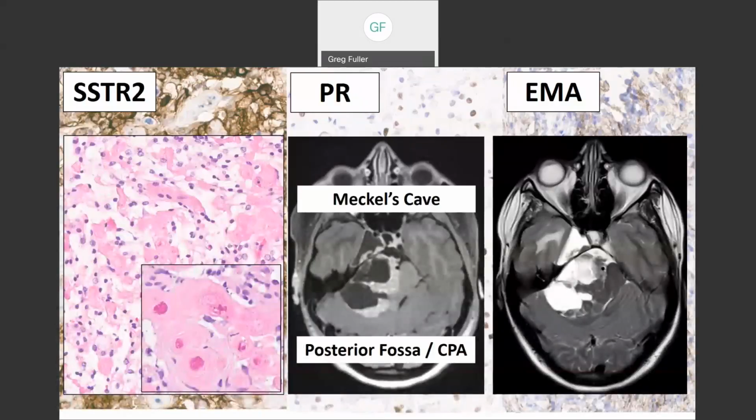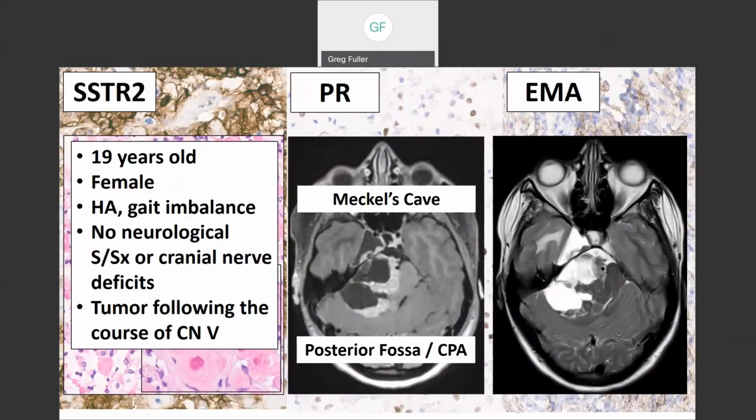All right, rest of the data: H&E, clear cells, blocky collagen, petaloid crystals, Meckel's cave involvement, centered in the posterior fossa, specifically the cerebellopontine angle, but with involvement going up, following the course of the trigeminal nerve. We have all of that. So here's all the data, everything together. This is everything we know.